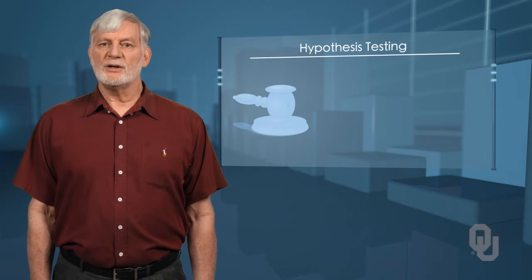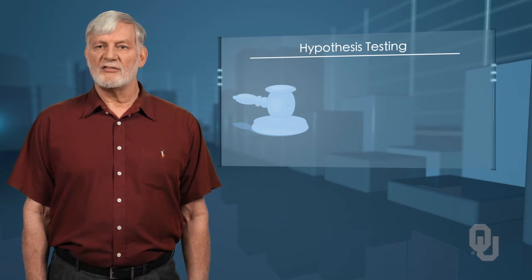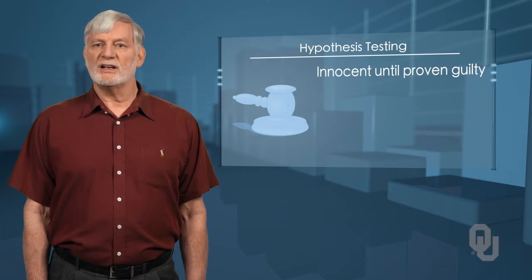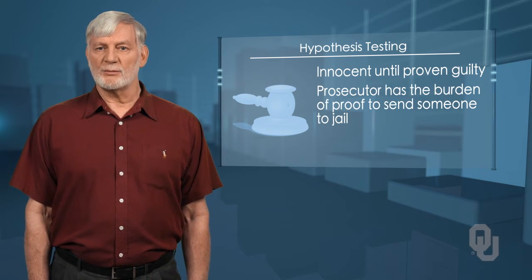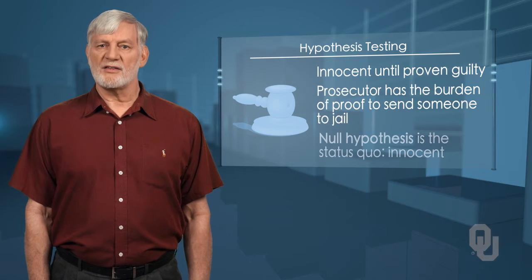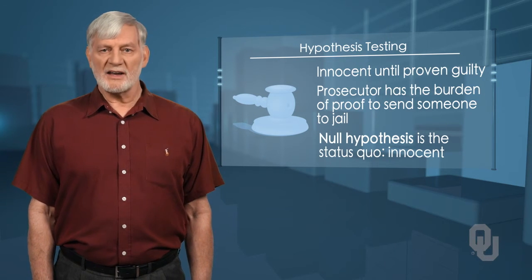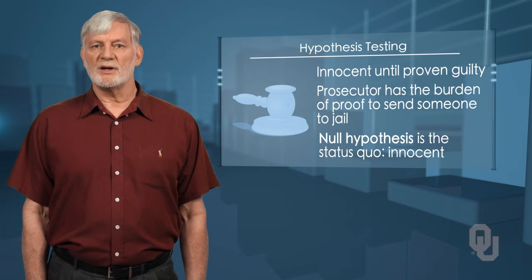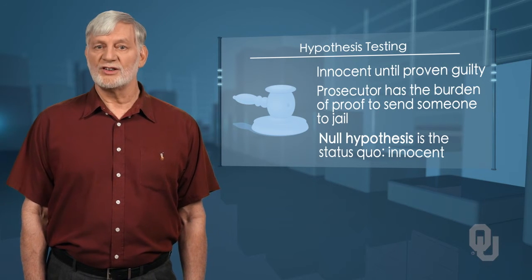The judicial system in the United States is built on the same principles as the statistical test of hypothesis we are studying. The principle of innocent until proven guilty says that the prosecutor has the burden of proof to send someone to jail. The null hypothesis is the status quo, innocent. If the prosecutor can demonstrate, with very little probability of being wrong, the so-called beyond a reasonable doubt standard, then we take action and someone goes to jail.